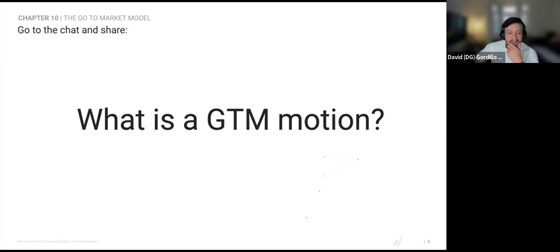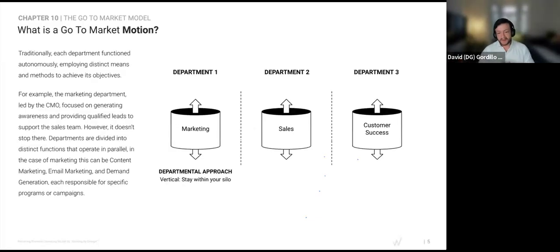So I see there's some alignment and also some differences between what a go-to-market motion is. So allow me to give you my definition. Historically, go-to-market organizations normally are made up of three main departments. We have the marketing department, we have sales, and we have customer success. Obviously, these departments have more people within them. You can have performance marketing, you can have product marketing. In sales, you can have sales development. In customer success, you can have account managers, and so on and so forth.